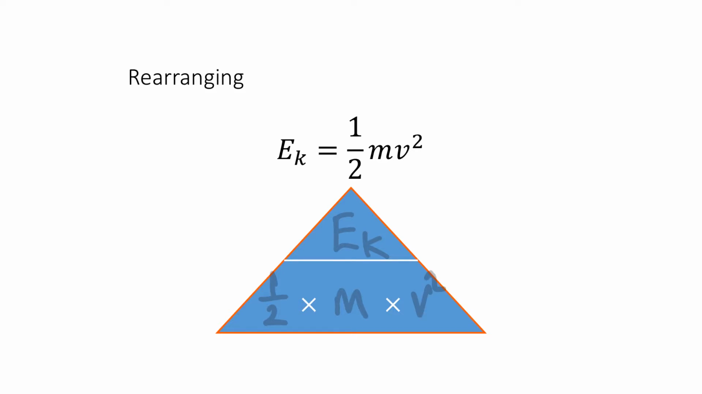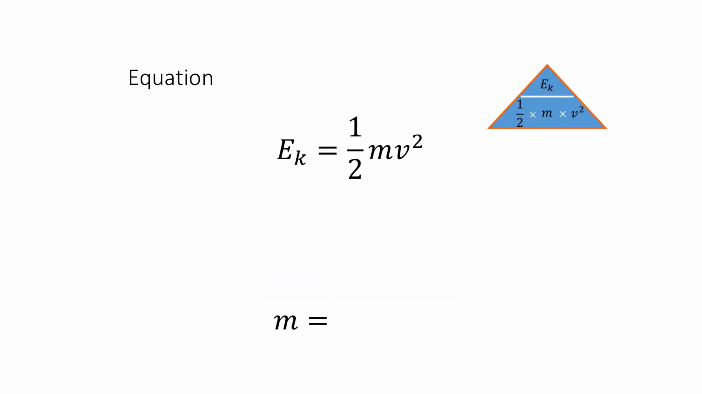Now, whilst triangles are really useful, it is ideal really if you can rearrange an equation using maths. So let's have a go for doing m, or mass, equals. So first step, if we want mass by itself, is to multiply by 2, because if we multiply both sides by 2, 2 times a half equals 1. So 2 times kinetic energy equals mass times velocity squared.